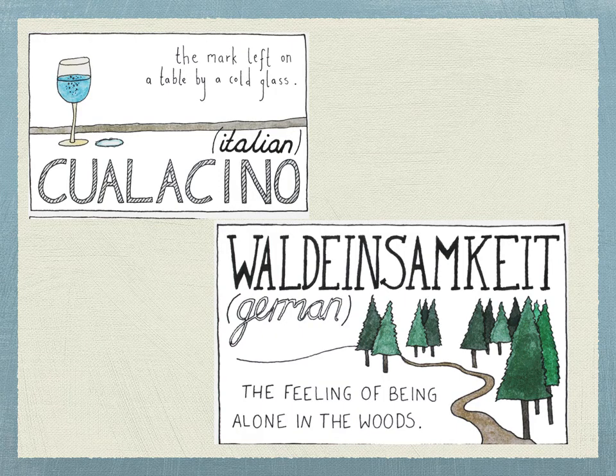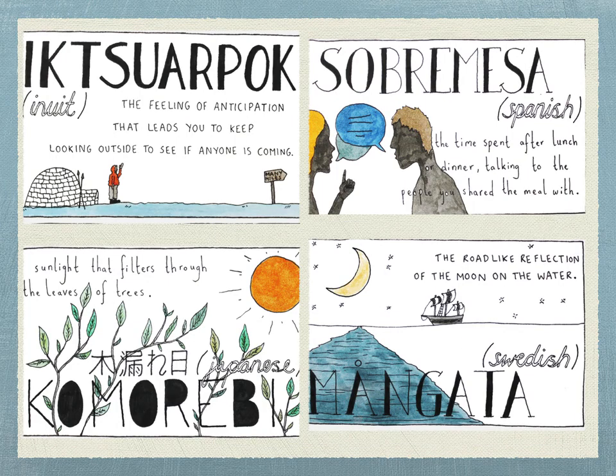So these are the next 2 slides, words that we do not have in the English dictionary. I actually just found these on Pinterest one day and I thought they were really interesting. You can see the Italian word for the mark left on a table by a cold glass. We don't have a word for that in the English language. You can see in German there at the bottom, the feeling of being alone in the woods. Again, another word that we don't have in the English language.